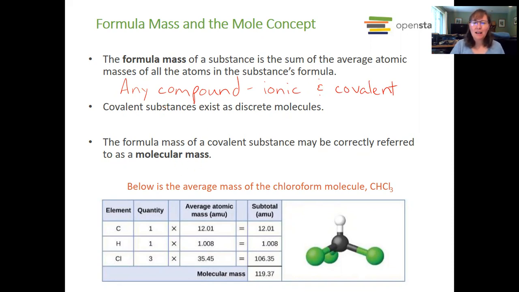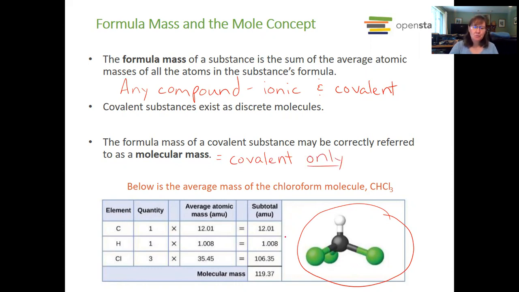But because they exist as single discrete units, kind of like what you're seeing right here for chloroform, CHCl3, because they exist within these discrete molecules, we can also talk about molar masses. And so this is covalent compounds only, and that's molecular mass.